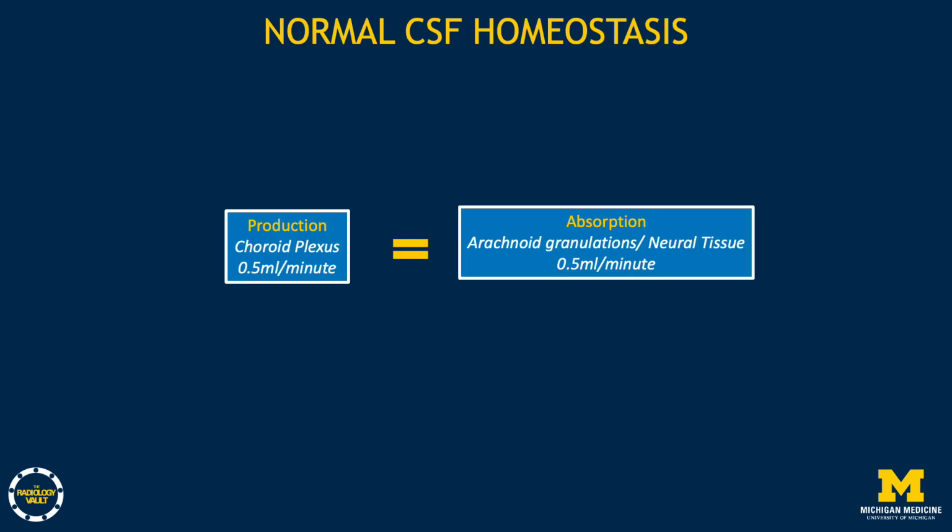We all know that CSF is normally produced at a rate of approximately half a cc a minute in the choroid plexus, and the homeostasis in the body is maintained by absorption occurring at the same rate in arachnoid granulations and within the neural tissue.